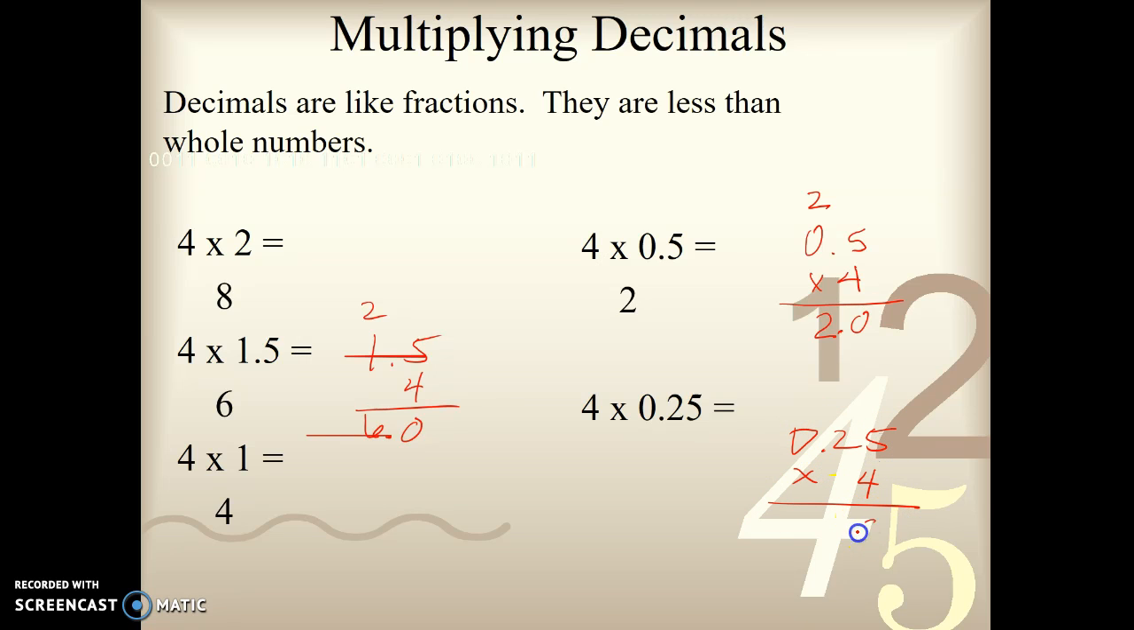4 times 5 is 20. 4 times 2 is 8, plus 2 is 10. 4 times 0 is 0, plus 1 is 1. And we have 2 decimal places in our factors. So that means we have 2 decimal places in our product. And our answer is 1.